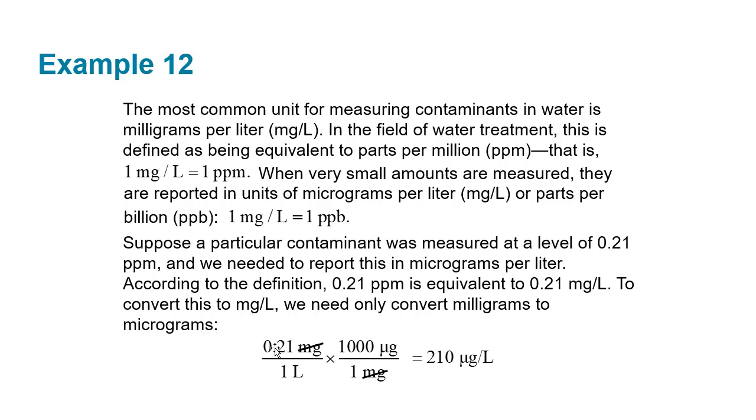So we have this 0.21 milligrams for every 1 liter, and then we know there's 1,000 micrograms in every milligram. The milligrams cancel, so we're basically multiplying by 1,000, and we get 210 micrograms per liter.